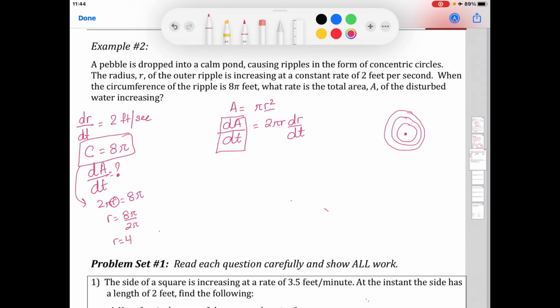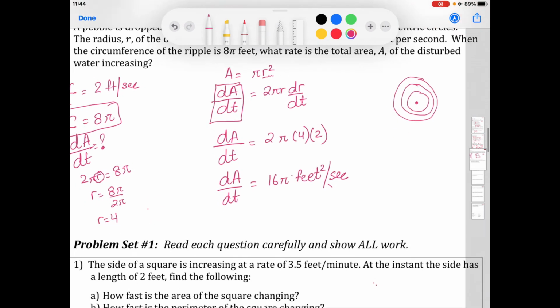So I'm going to take this r and substitute in there. You can't have two things to solve for. So dA over dt is equal to 2 pi times 4 times, and my dr/dt is 2. So just multiply them. 2 times 4 is 8. 8 times 2 is 16. So your dA/dt is 16 pi feet squared. I know it's not asking us the units, but it's good practice to write the units per second, right? It's positive, which means the area of the circle is increasing.